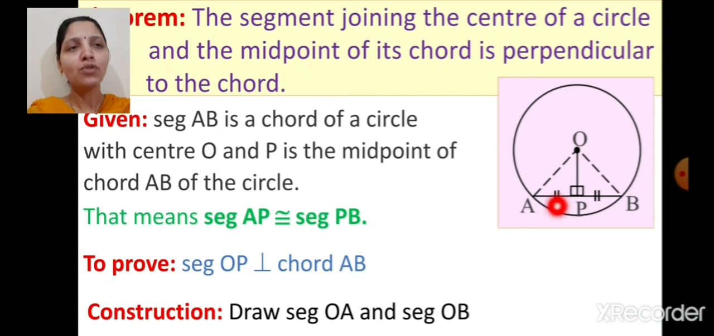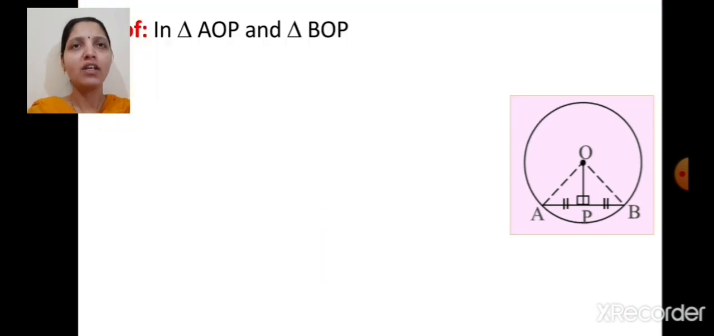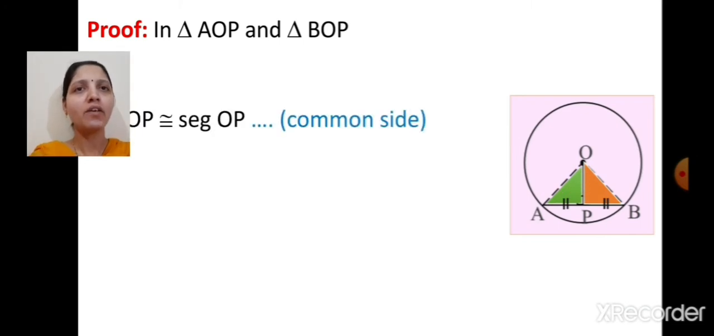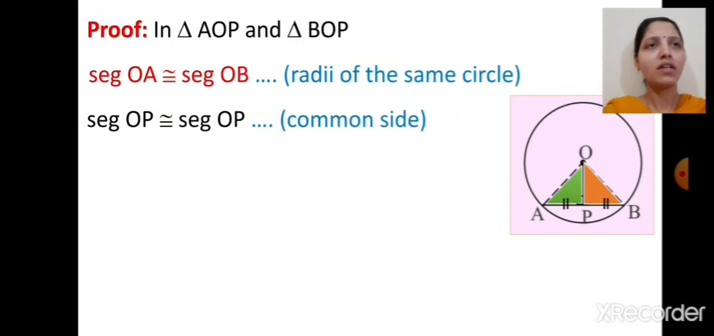Now due to this construction, we got here two triangles. So we have to consider these two triangles. So let's start with the proof. In triangle AOP and triangle BOP, what can we say in these two triangles? What are the corresponding sides here? Yes, segment OA is congruent to segment OB because these are the radii of the same circle, and we know that radii of the same circle are congruent.